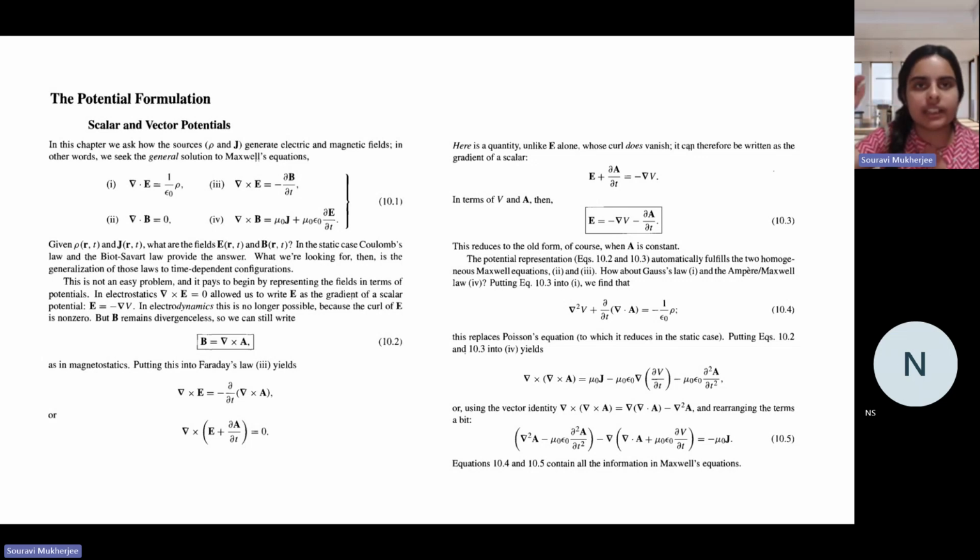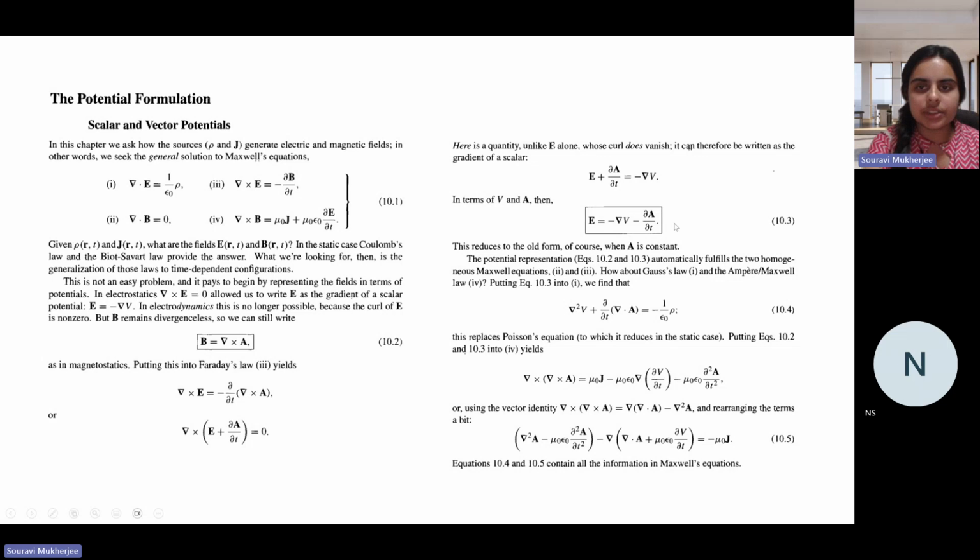And we know that if you can write your electric fields or magnetic fields in terms of scalar or vector potentials, your expressions might get simpler. So that's what we are doing here. We are trying to write the electric and the magnetic fields in terms of scalar and vector potential. So you can write B as curl of A. You can write E as minus grad V minus del A del T.